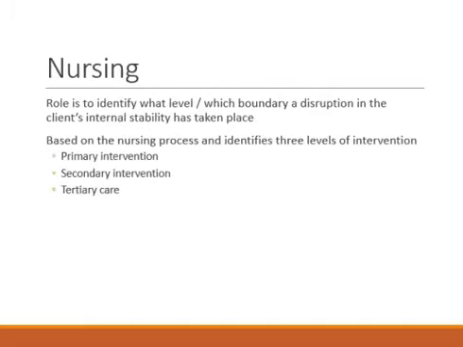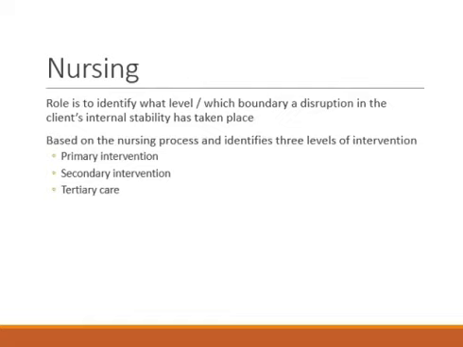So, the nurse's role in the Newman model is to identify at what level or in which boundary a disruption in the client's internal stability has taken place. And then they are to aid the client in activities that strengthen or restore the integrity of that particular boundary. So the Newman model expands the concept of the client from the individual to include families, small groups, and community, or even society in general.